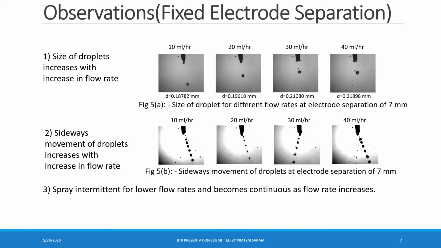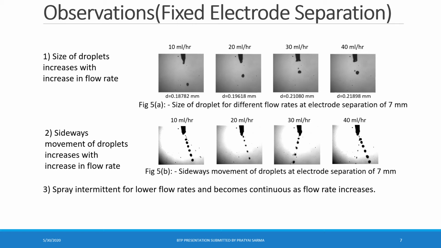We then fixed the electrode separation and took the observations for different flow rates from 20 to 40 ml per hour. It was found that the size of the droplets increases with the increase in the flow rate. This could be attributed to the fact that as the flow rate increases, the inertia of the droplets also increases, so that a large volume of liquid is ejected at a time, and hence the size of the droplets increases.